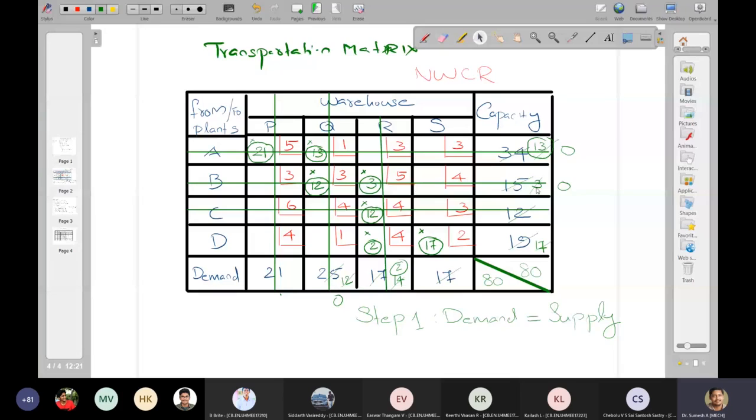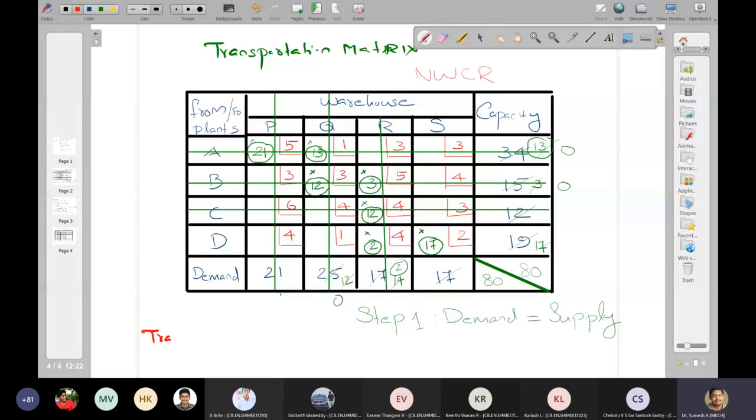Now again further reduced. Here C has a capacity of 12, but you can see 14 is left out over here, so 12 I have allocated. Capacity of C is also completely over. Capacity of D is 19, which I have given, left out 2 over here and 17 to S. So that's the way the complete allocation is given. Now you can calculate the transportation cost.